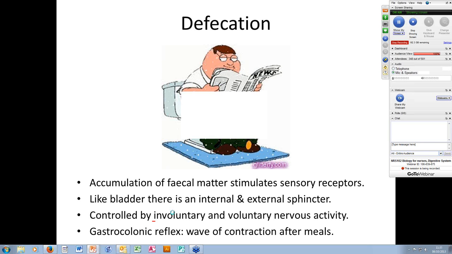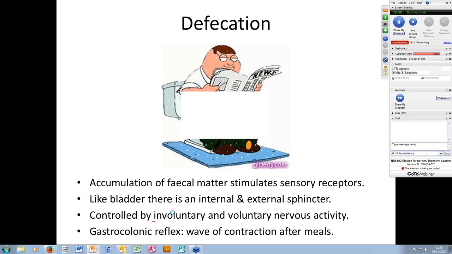The other thing that aids defecation is something called the gastrocolonic reflex. You've probably noticed that if you've recently had a meal, such as your breakfast, you often then have the need to go to the loo. This is caused by a wave of contraction that passes down the intestines, and it's called the gastrocolonic reflex. This wave of contraction is there to push out the undigested stored fecal matter in the process of defecation.